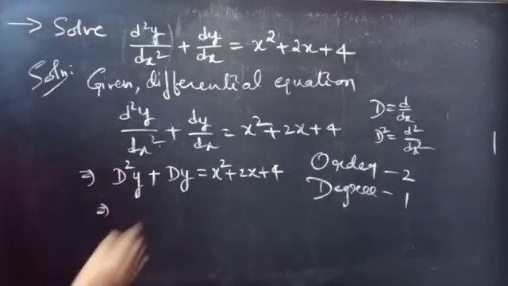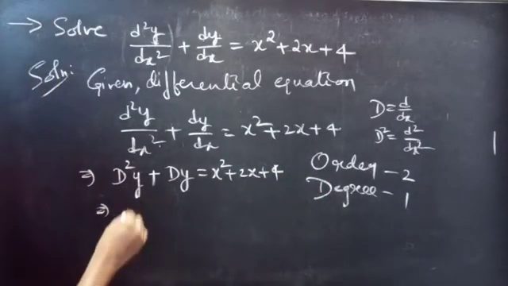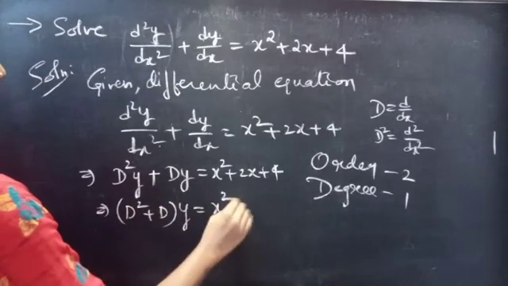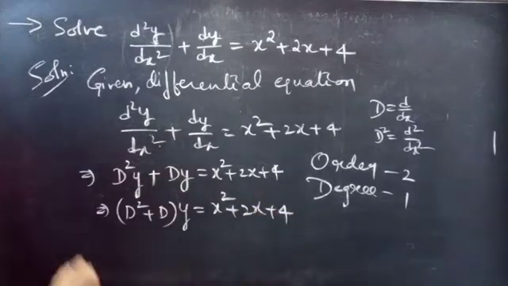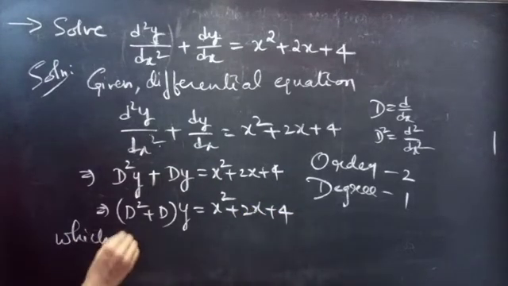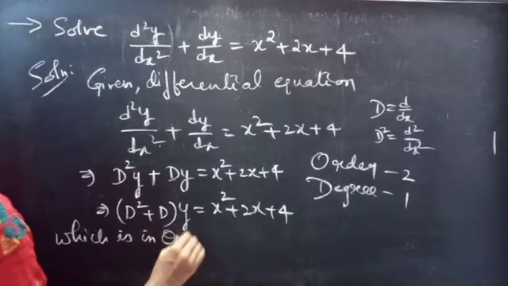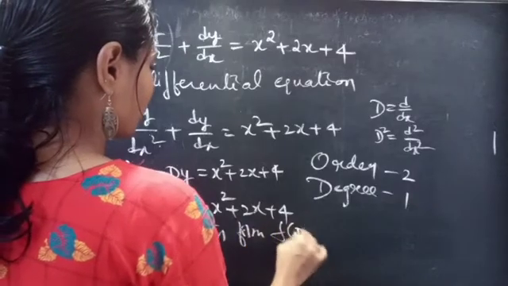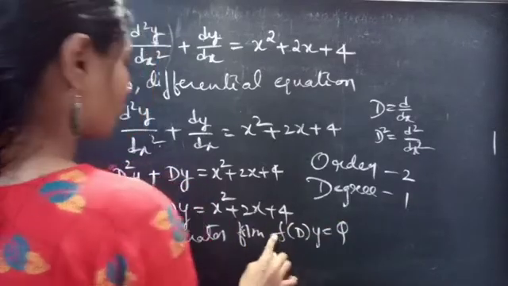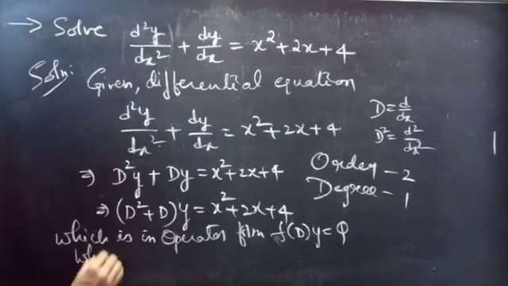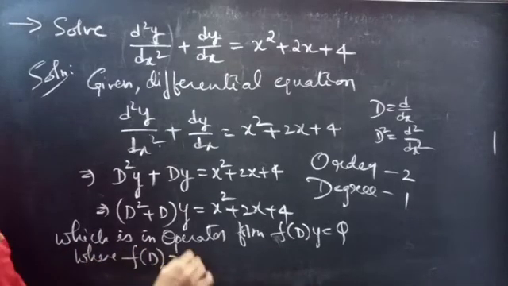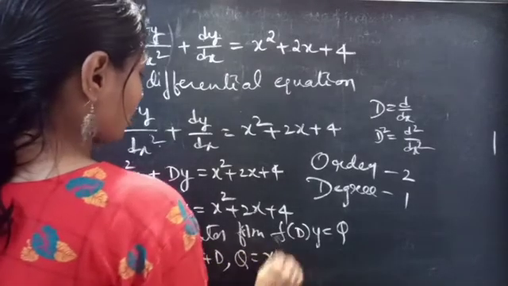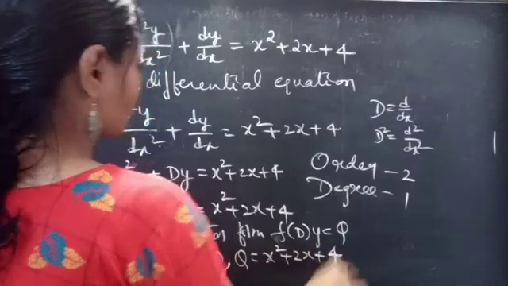Now take y common from the first two terms of LHS. We'll get D square plus D into y equals to x square plus 2x plus 4, which is in operator form. F of D into y equals to Q, right? Where f of D equals to D square plus D and Q equals to x square plus 2x plus 4.